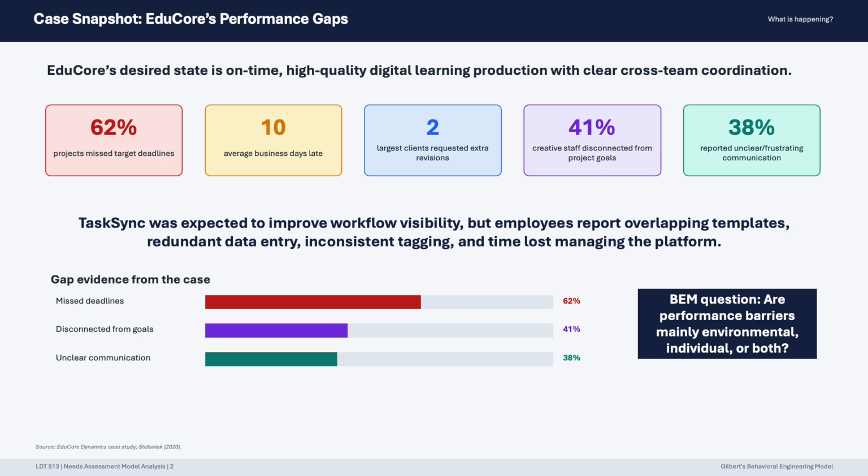Employee feedback also indicates internal challenges. 41% of creative staff reported feeling disconnected from project goals, while 38% described communication between departments as unclear or frustrating. TaskSync, the company's new project management platform, was introduced to improve workflow visibility. Instead, employees report overlapping templates, redundant data entry, inconsistent tagging, and spending too much time managing the system. These findings confirm that a performance gap exists. However, they do not prove that training alone is the solution.